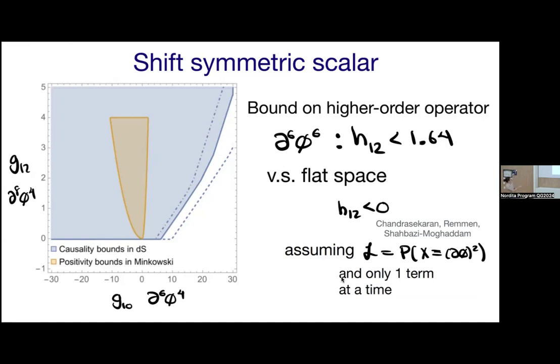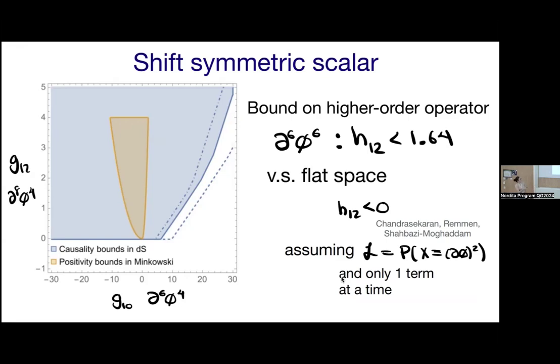So these were the operators that we had before, the G10, so 6 derivatives, and the G12, which is 8 derivatives. The bounds are not as strong as the ones from flat space, and they're only one-sided. This is likely also just because I took a simple time-dependent profile. I could have taken something more complicated and might have gotten stronger bounds, but it's not very clear how to define a spatial shift in those cases.